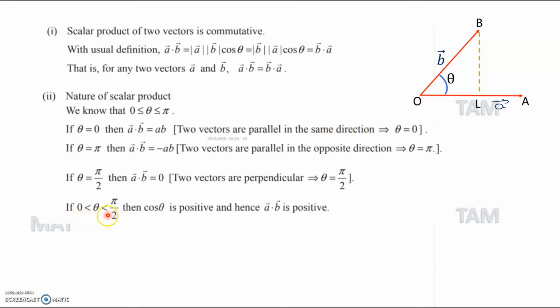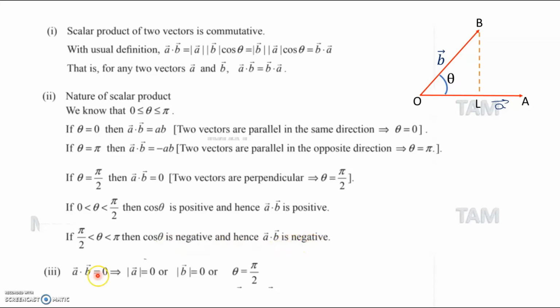Further, we can infer if theta is between 0 and pi by 2, then cos theta is positive, and hence A dot product with B will be positive. That is, if theta is from 0 to 90 degrees, which is pi by 2, then cos theta will be a positive value, and so will be A dot product with B. However, if theta is between pi by 2 and pi, which is from 90 degrees to pi, then cos theta is a negative value, hence A dot product with B will also be a negative value.